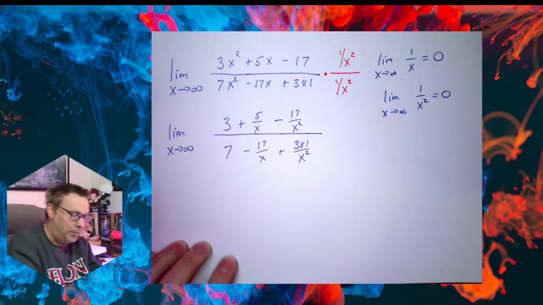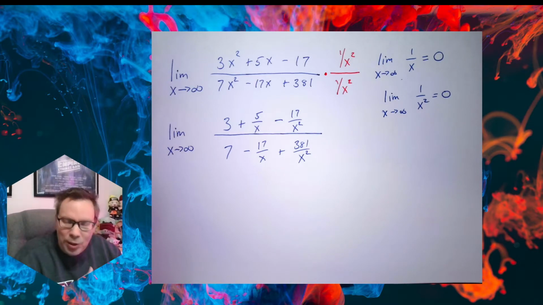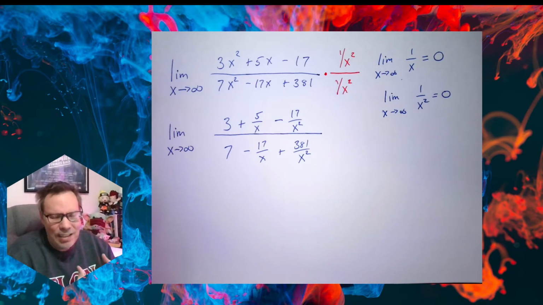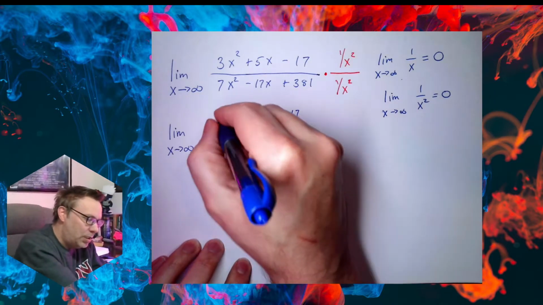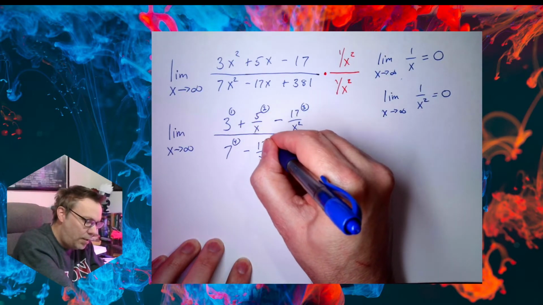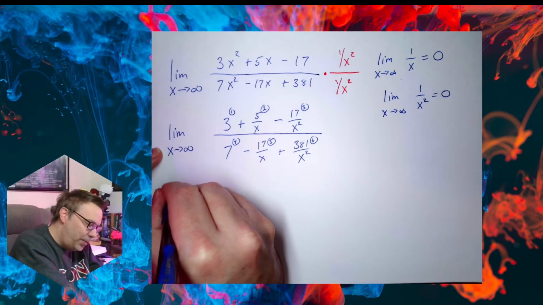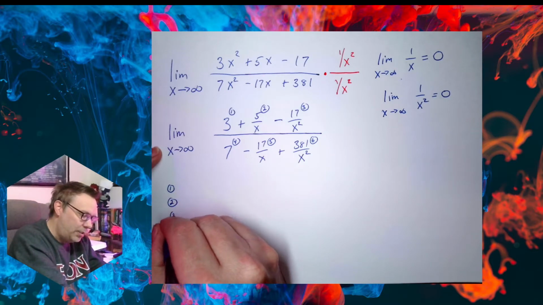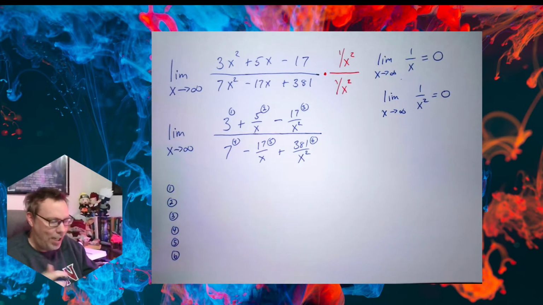381 over x squared. Now, what's one nice thing about limits? The limit of a quotient is the quotient of the limits, provided it actually produces a number and the denominator is not 0. So I have 6 limit problems here: problem number 1, 2, 3, 4, 5, and 6. I'm not going to write down every single limit here. But what I want to do is write down the answers for each one of these, and I want to give you a rationale.